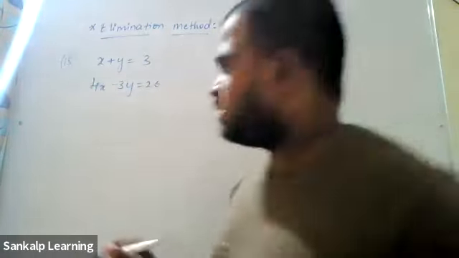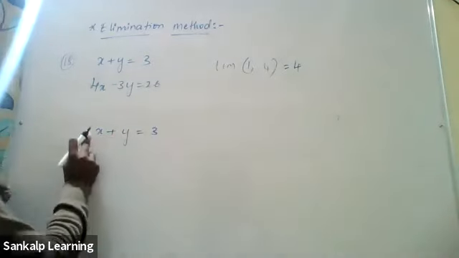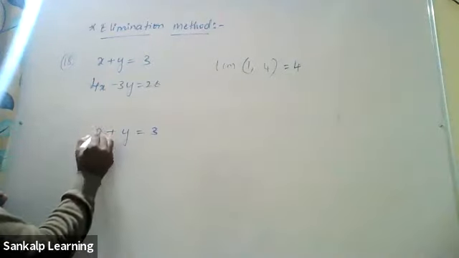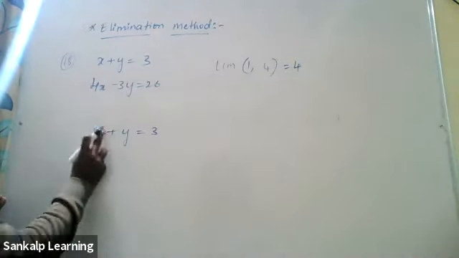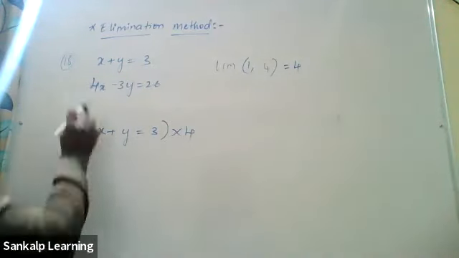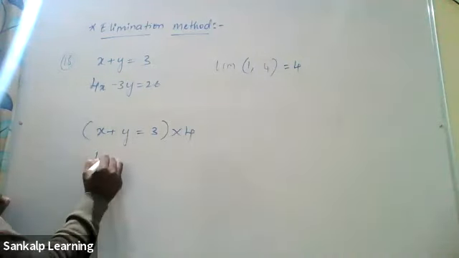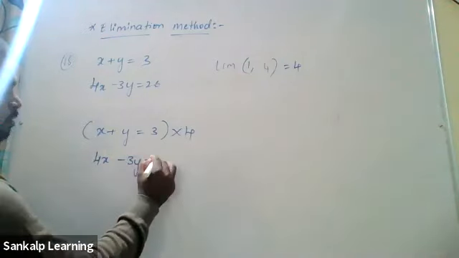How will you make it 4? By multiplying. Let's take the first equation, x plus y is equal to 3. Here the coefficient is 1. If I want to make it 4, I should multiply by 4. Can I multiply only this term? No, I have to multiply the entire equation by 4. The second equation is already 4, so no need to multiply. 4x minus 3y is equal to 26.